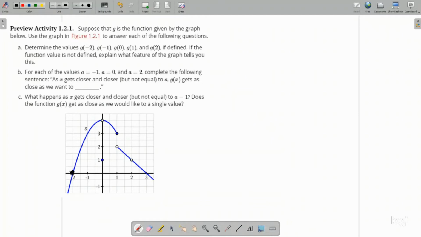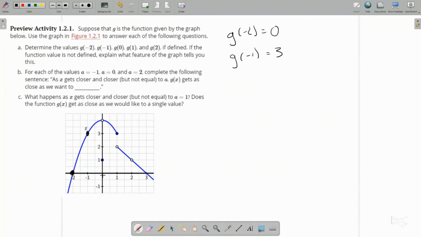So in this case, the x-coordinate of -2 is there. And you see that the point on the graph is at height 0. The y value is 0. And so we have g of -2 is equal to 0. If we do the same thing at -1, we get this point right up here, which is at height 3. So g of -1 is 3.